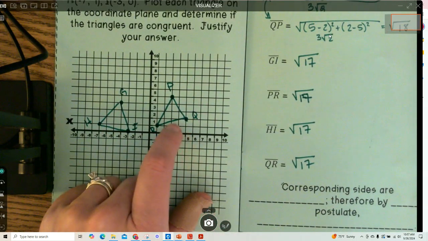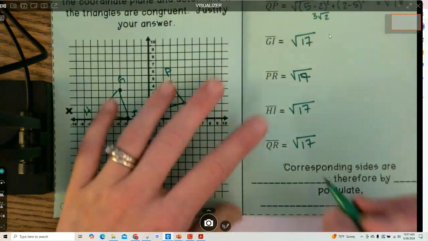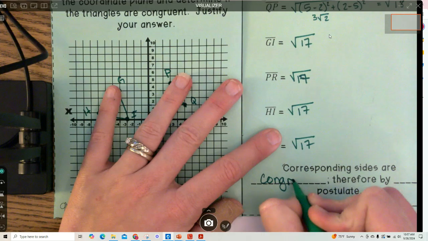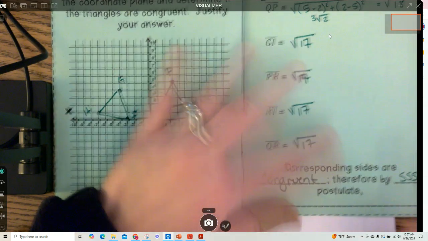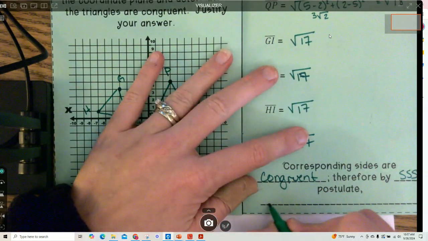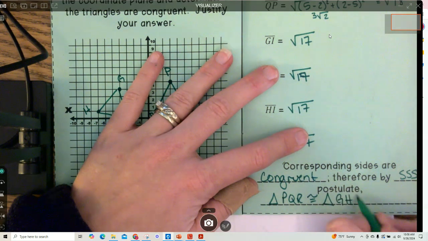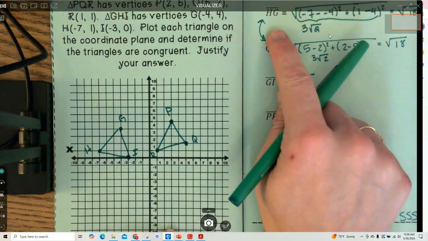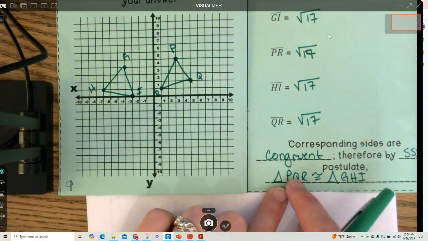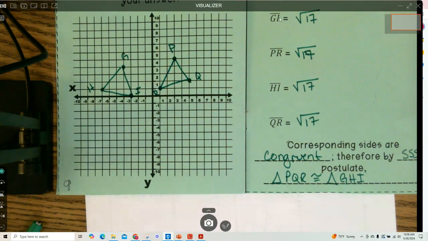Which means all 3 sides of this one match all 3 sides of this one. Corresponding sides are congruent, therefore by side, side, side postulate, triangle PQR is congruent to triangle GHI. The side that has to match up there, H and G, Q and P. Q and P, H and G. That side has to match up. So that's it for this set of notes.